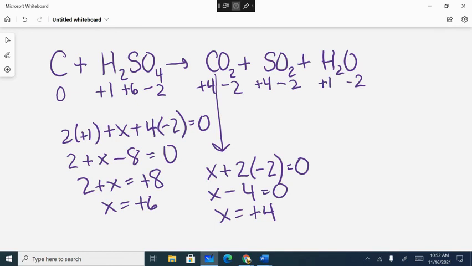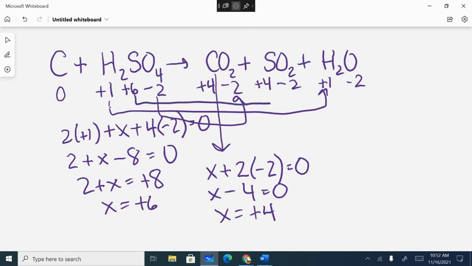So let's look. Hydrogen did not change its oxidation state, so hydrogen wasn't playing redox here. Oxygen did not change its oxidation state, so it's not playing either. What happened here was sulfur went from plus 6 to plus 4. Does this charge go up or go down? Down. So that means that sulfur was reduced.